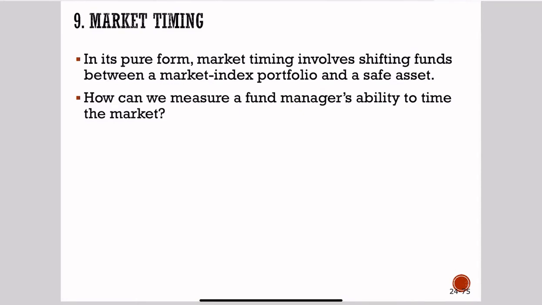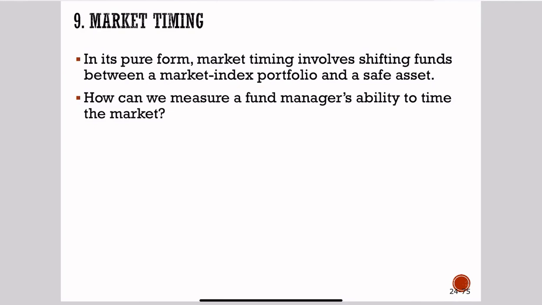Okay, let's continue our discussion on market timing. Market timing basically talks about how you change your allocation between a market portfolio and a risk-free asset. If you think the market will outperform the risk-free asset, then you will invest more in the market. And if you think the market will underperform the risk-free asset, then you will invest less in the market.